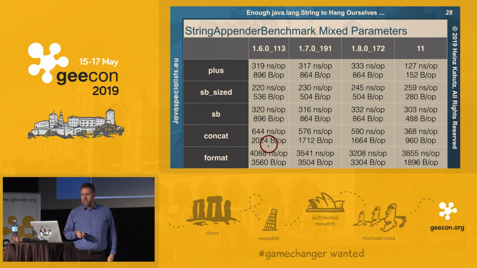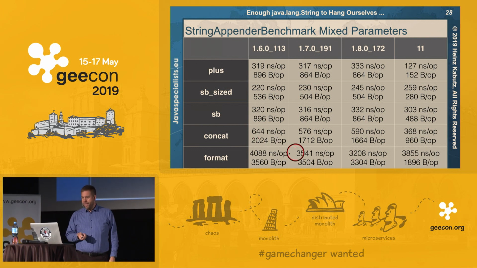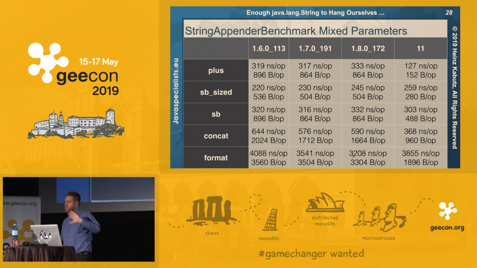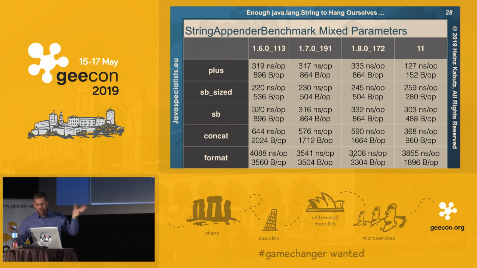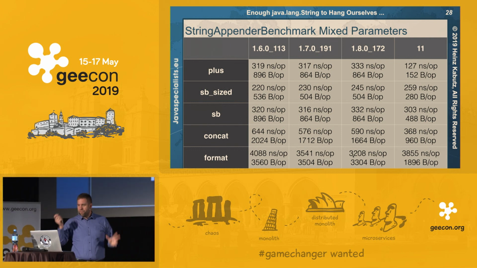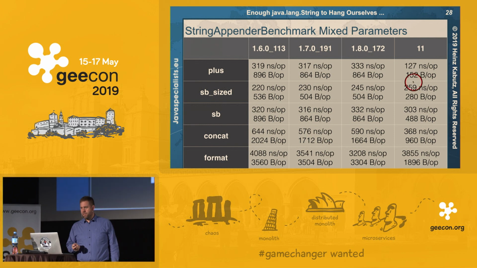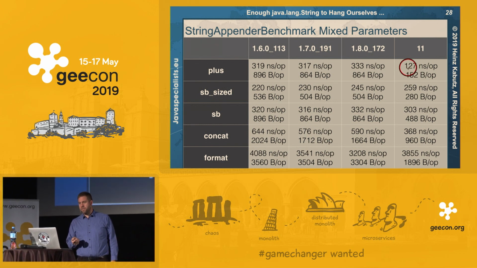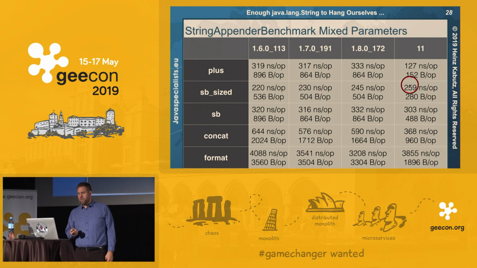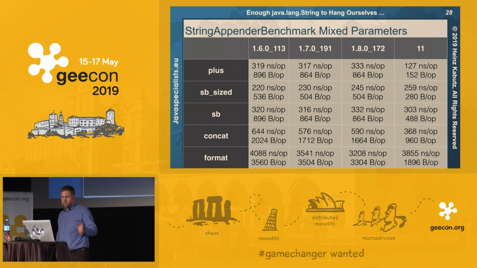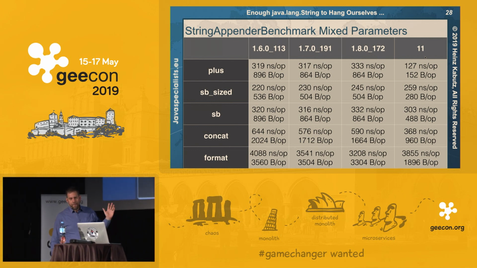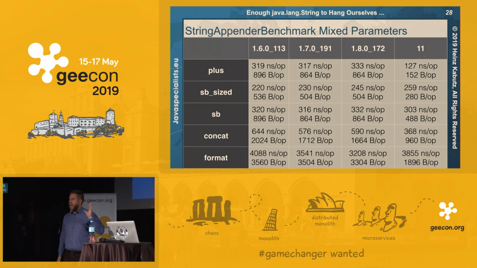Format was really slow, as you can see here, really, really slow. But since Java 9, and Java 11 includes Java 9, it's just the latest ones. Since Java 9, the fastest is actually the plus. Look, the plus is actually better and creates a lot fewer objects, a lot fewer bytes than all the other ones.